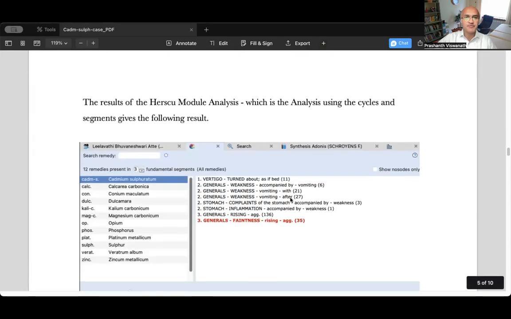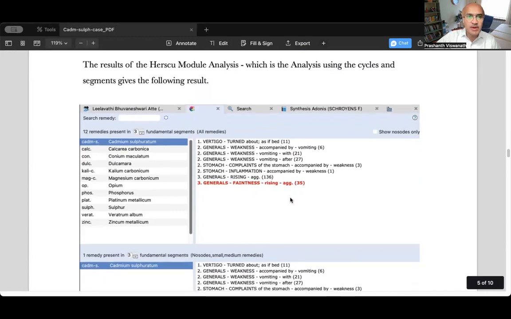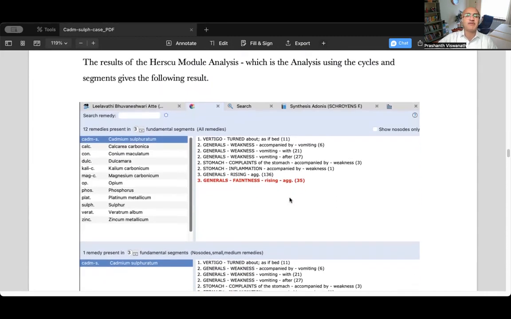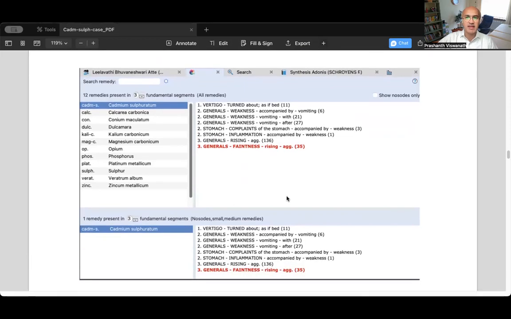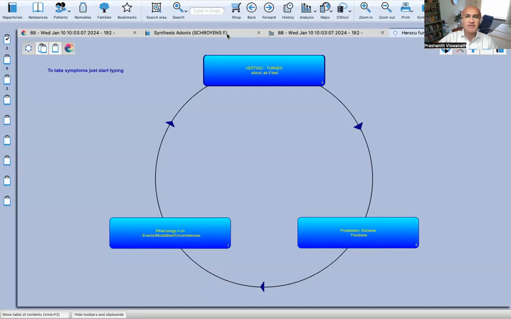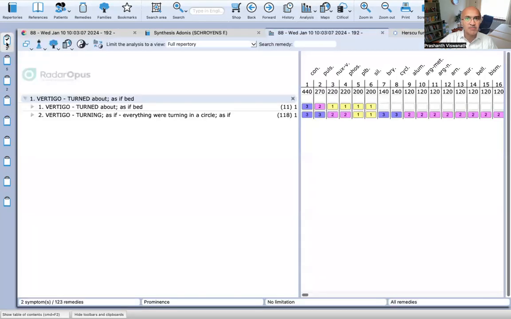So now, when you do a Herscu analysis of this, I'm going to just show you how we do the Herscu analysis. I'm going to stop the share and share my radar screen. You see, we have these things. I have taken the symptoms. They have all been put in individual clipboards, if you look.